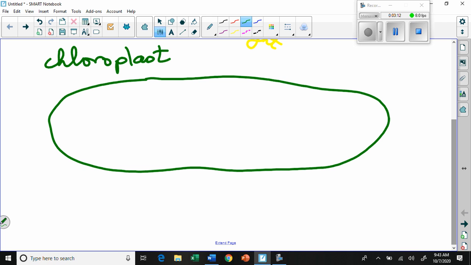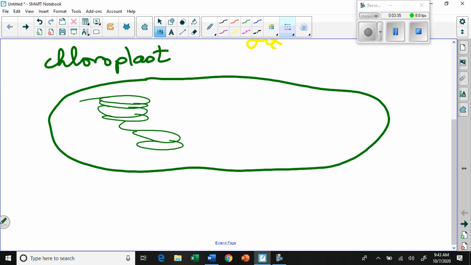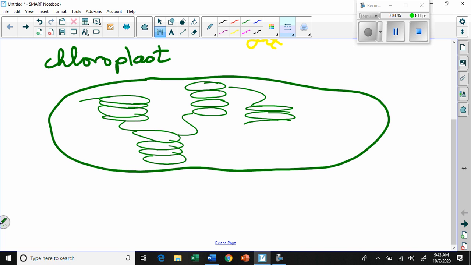Okay, so inside here, it's a little bit different from the mitochondrion. I'm going to use a thinner line. What we have in here, it looks like under the electron microscope, little stacks of pancakes, essentially. It's a membrane-bound structure. And so what happens is this membrane creates these stacks like this. And these stacks are all over the place, right? So it's full of them.